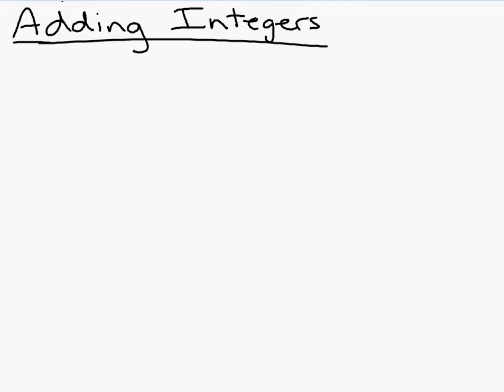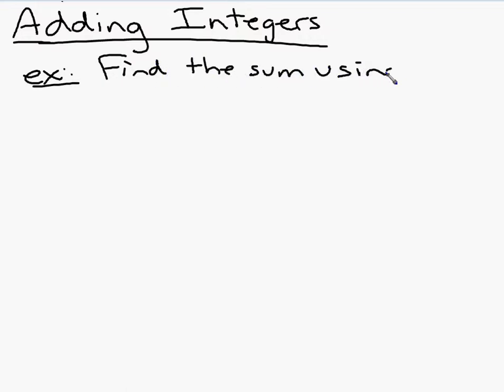Start learning how to add integers, and we're going to go right to some examples. They're going to say to find the sum using a number line. And I think number lines are a good way to start. We're going to learn some other ways to make this a little bit easier. We're going to come back to our illustration of the hole in the ground and the mound of dirt. We're going to compare some of those things as well.